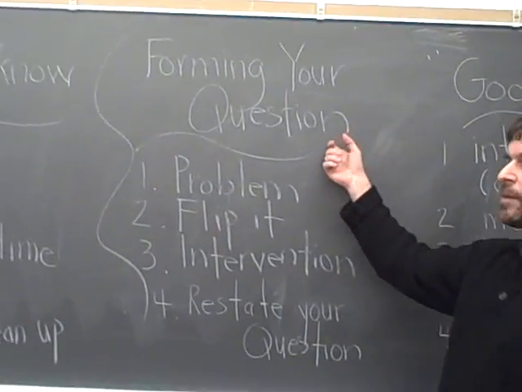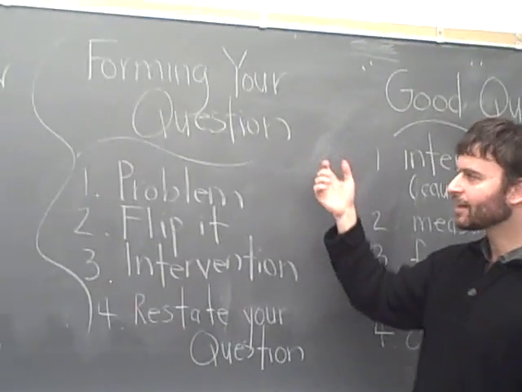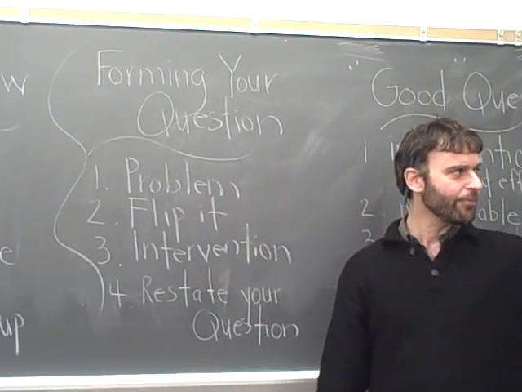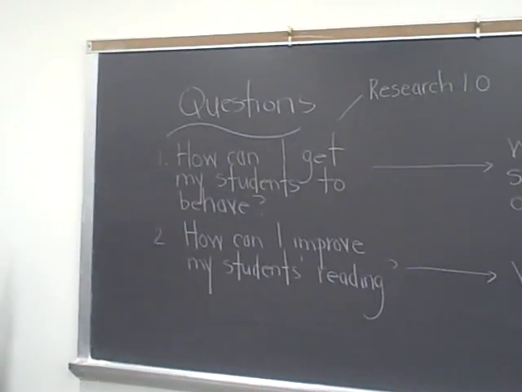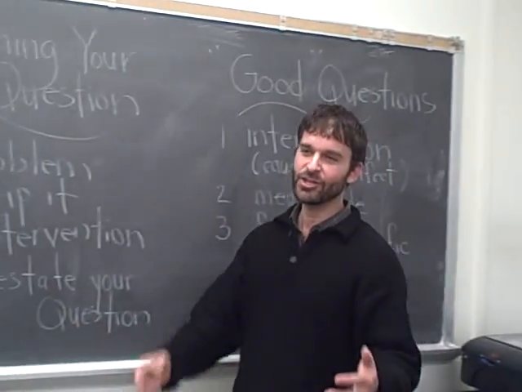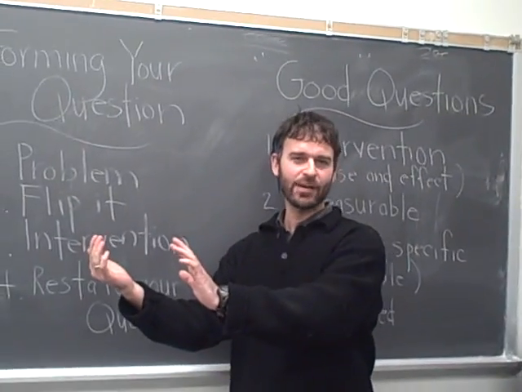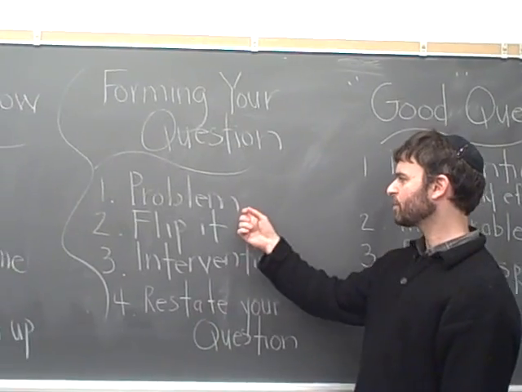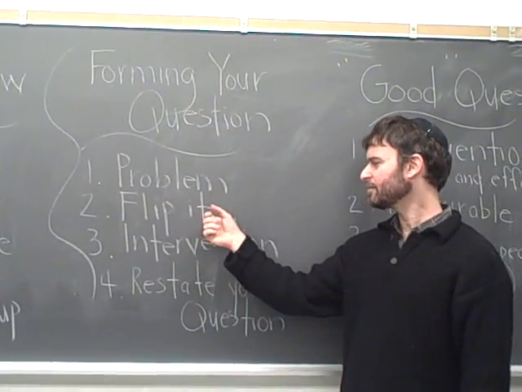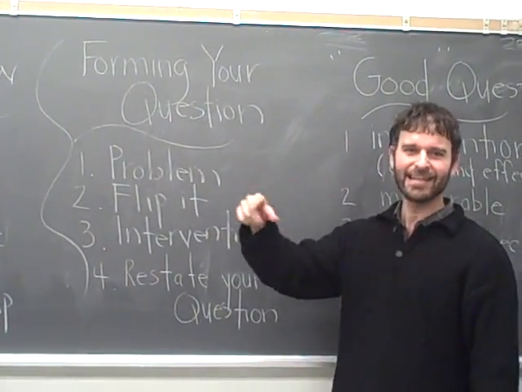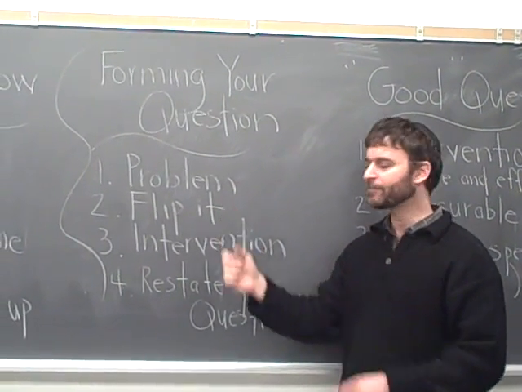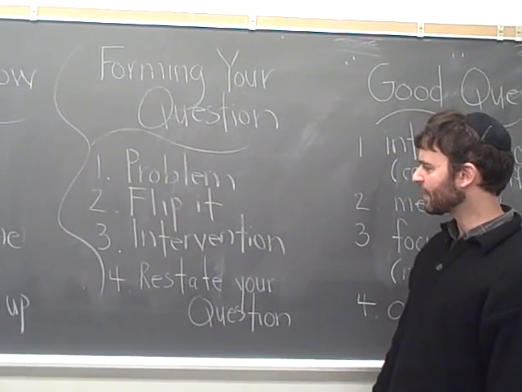So finally, Jasmine's going to help me to explain one way that you might form your question. So again, lots of questions, authentic questions, start with the problem. Like this problem from before, how can I get my students to behave? But like we said before, you want to get it to that second generation of research question so that you're naming an intervention. So how might you do that? You start with the problem, then you flip it, which is really just a way of restating the problem, but in the positive. Not what's not happening, but what you want to happen. And Jasmine's going to show us what that looks like.